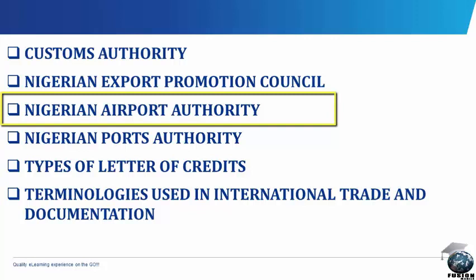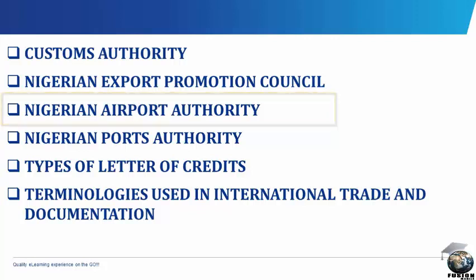The Airport Authority provides office accommodation for customs, immigration, police, and other agents working in the airport. The Airport Authority maintains loading and offloading facilities. This authority promotes foreign trade through the movement of goods and services. The Airport Authority ensures the security of passengers by providing security.